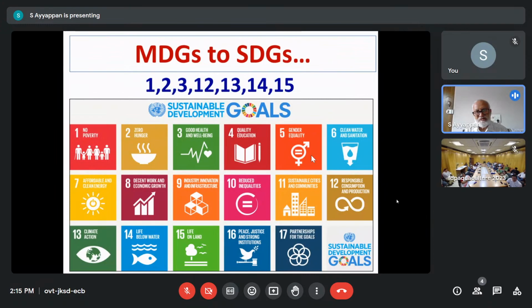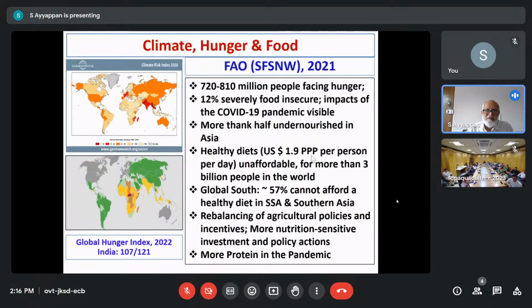And then this is the transition from the Millennium Development Goals, MDGs, to the Sustainable Development Goals I just mentioned. In this, one particular goal is item number 14, life below water, specifically addressing fisheries and aquaculture. At the same time, we are also concerned that nearly 1 billion people are still facing hunger and food insecurity. We know all those, and India also, in the Global Hunger Index, we are not very, very good. It's 107th rank out of 121.